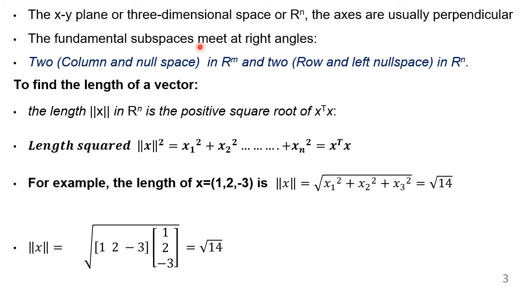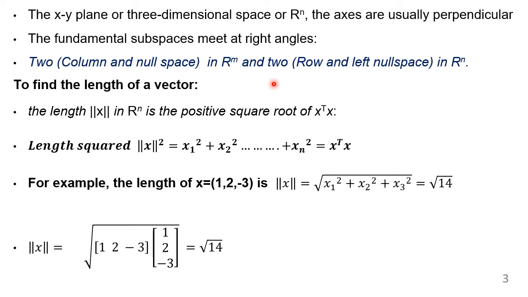Those are the column space, row space, left null space, and null space, and we can say that they are also at right angles to each other. The column space and the null space are orthogonal to each other in the m-dimensional space, and the row space and the left null space are orthogonal to each other in the n-dimensional space.